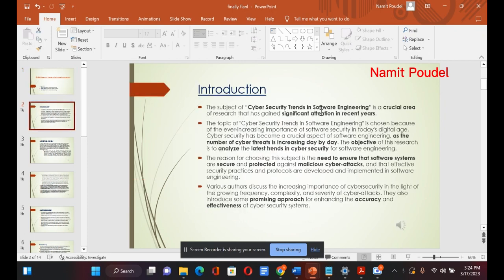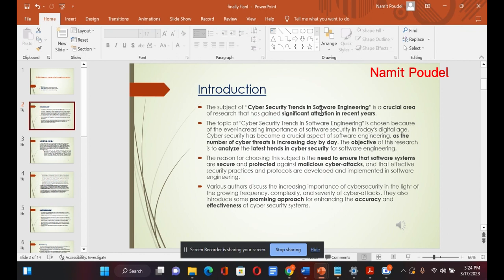An introduction to the cybersecurity trends in software engineering. Various authorities discuss the increasing importance of cybersecurity in the light of the growing frequency, complexity, and severity of cyber attacks. They also introduced some promising approaches for enhancing the accuracy and effectiveness of cybersecurity.